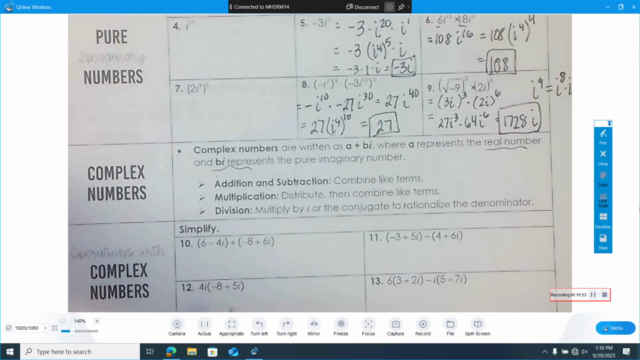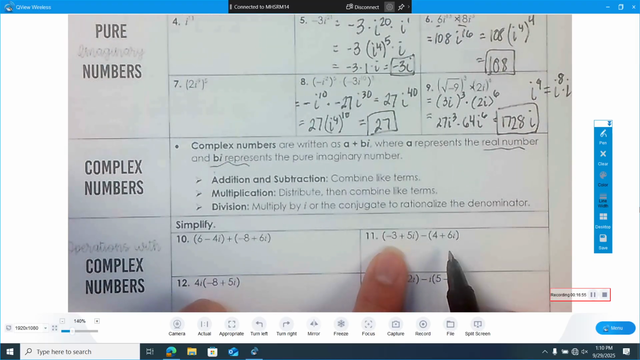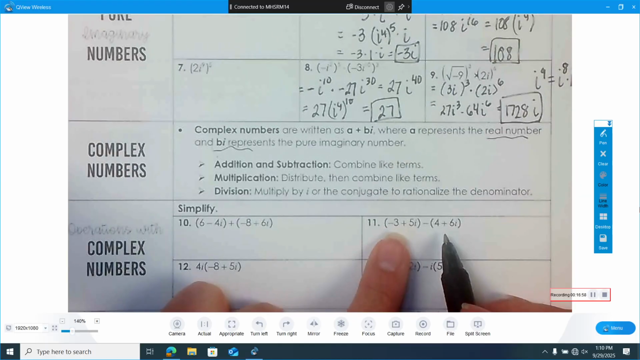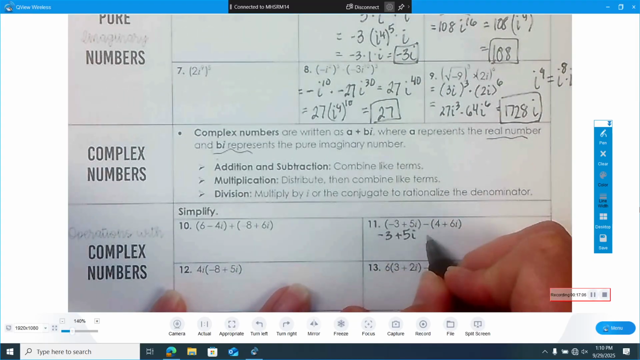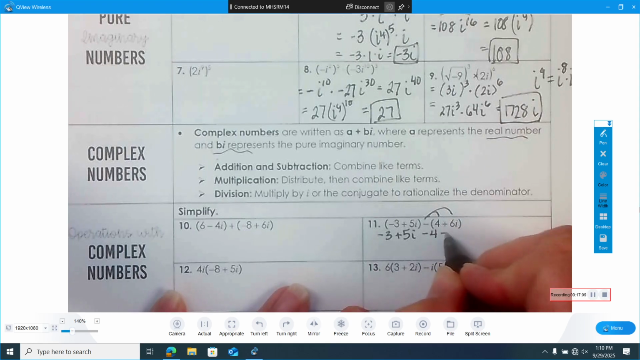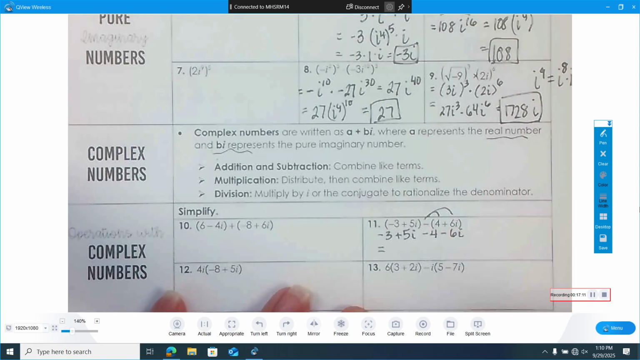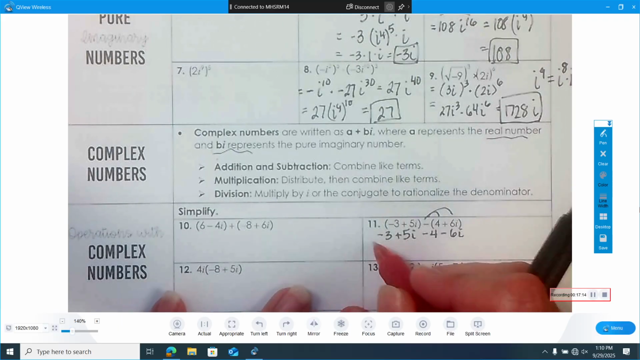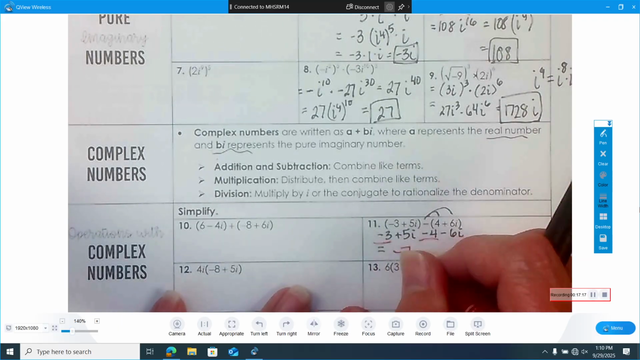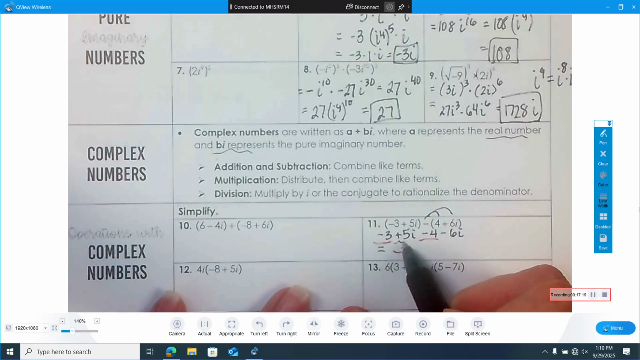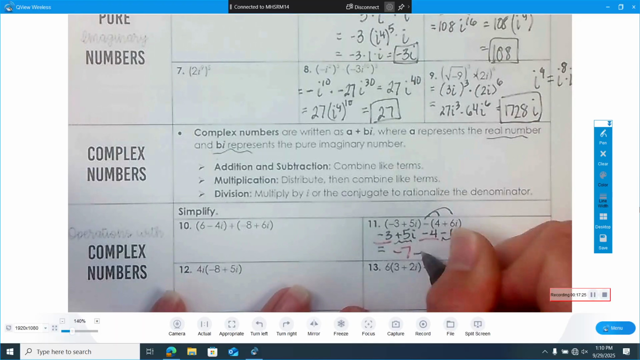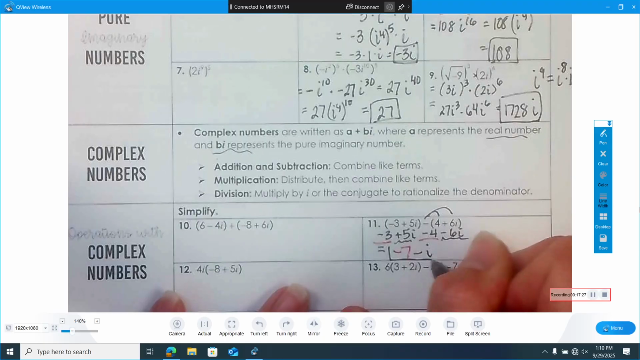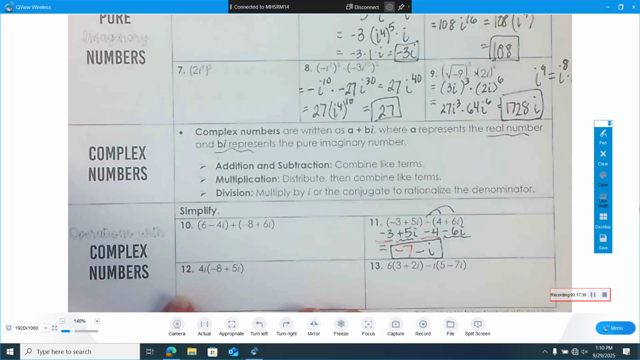We're good. So let's look at number 11 here. We are basically simplifying, combining like terms. What do you want to do with the negative? Distribute it is the easy thing. So negative 3 plus 5i. I'm going to distribute my negative, so it becomes negative 4 minus 6i. And then I can just combine parts. A negative 3 and a negative 4 give me negative 7. And then my 5i minus 6i gives me negative 1i, or just negative i. All right, that was easy.